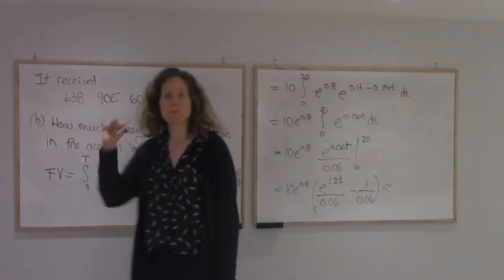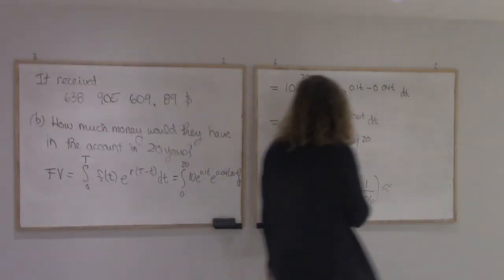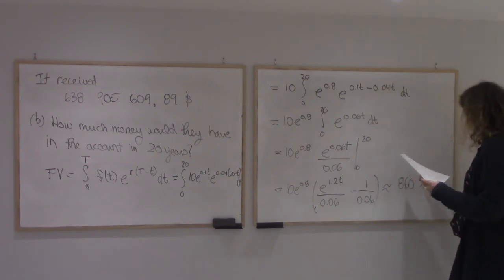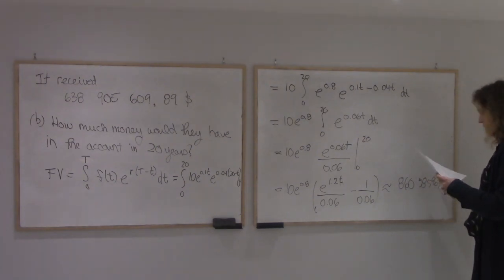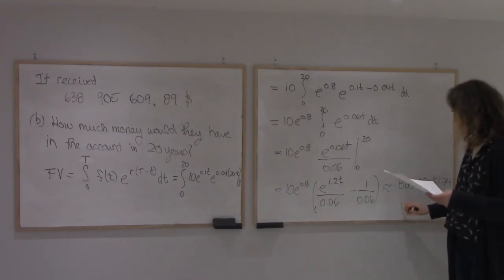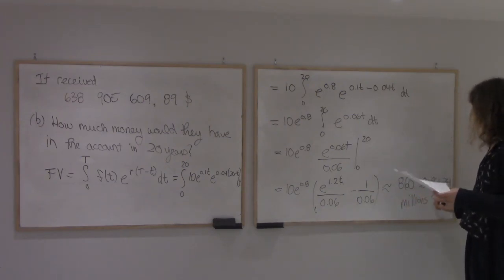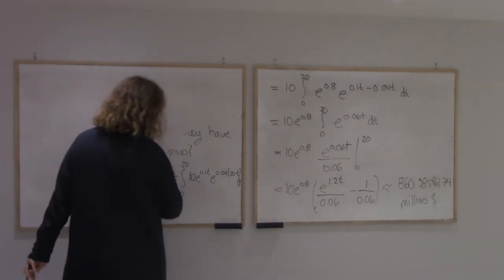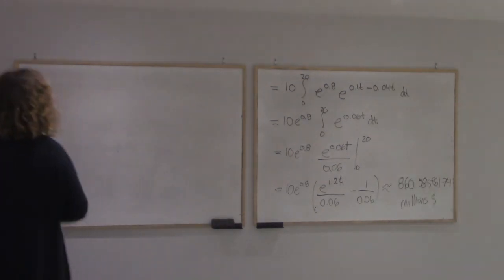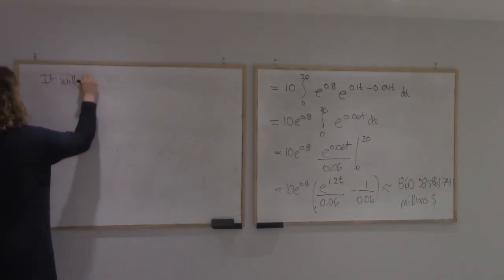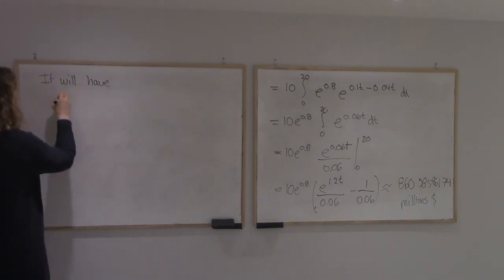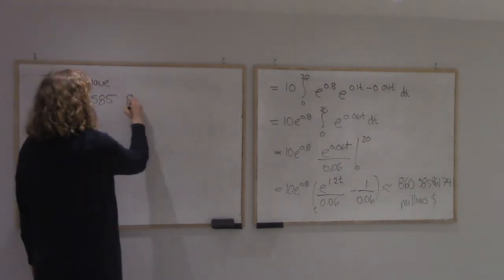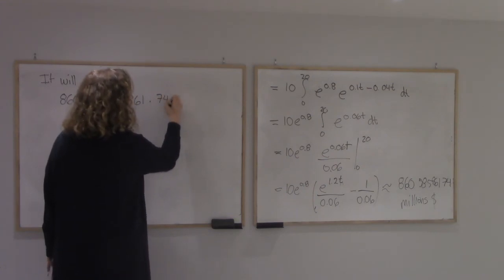So first of all, it should be more than this because this is capital only. I'm getting interest here. So I got 860.585861.74, blah, blah, blah. So this is in millions. So if I ask you how many dollars, it will have 860,585,861.74.